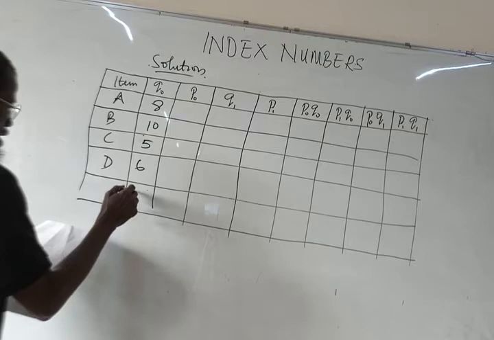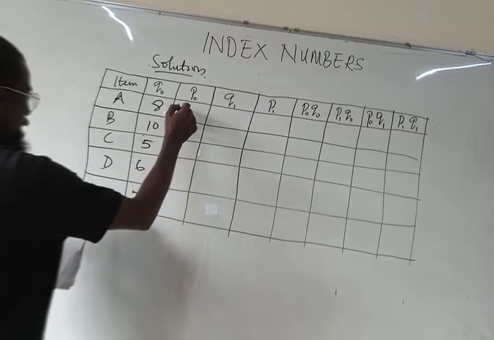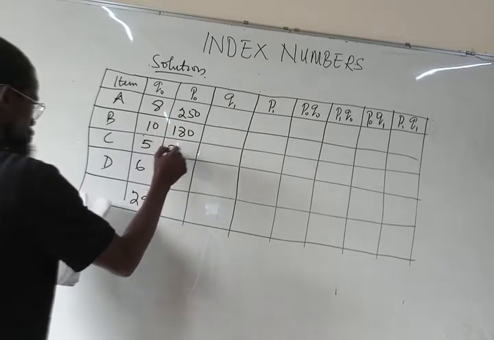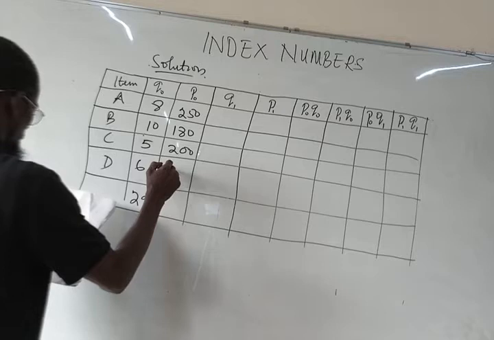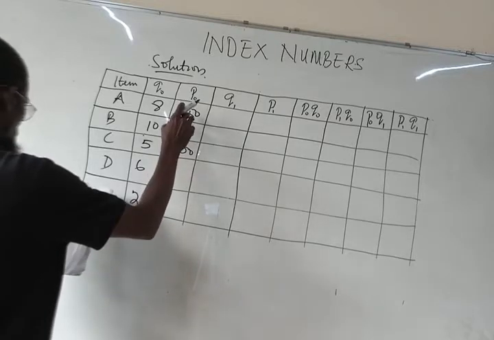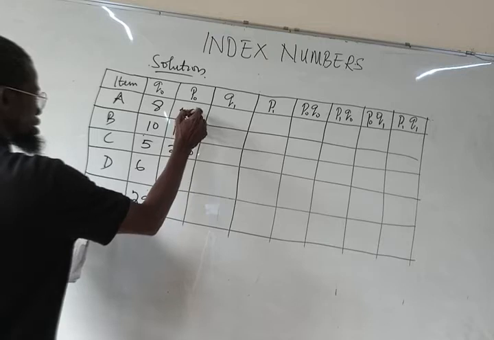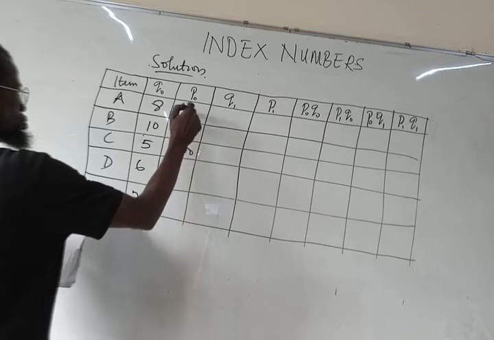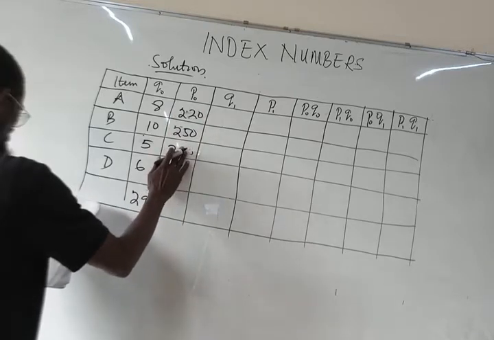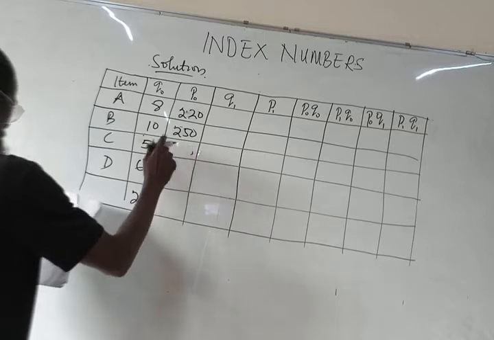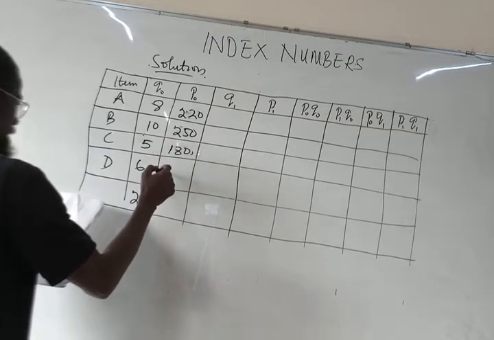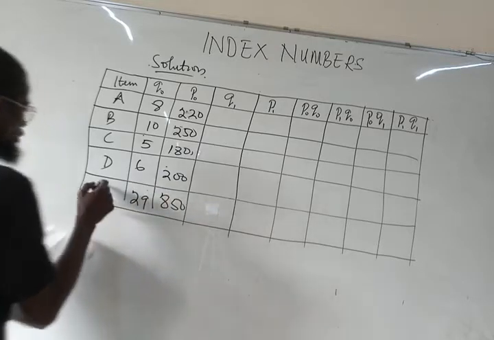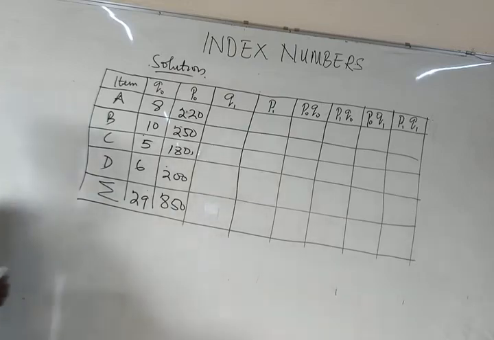Then, if you look at the total of this is 29. So we have the prices there, 220, 250, 180, and 200. All sum up to be 850. So as our U, I will call this aggregate summation.